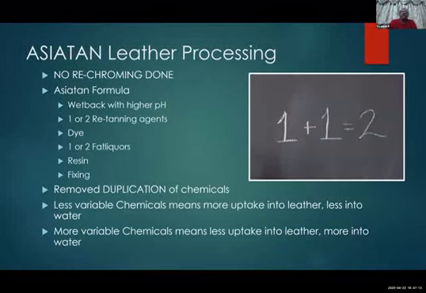So what we have done to our formulation is, we will see later how you identify those chemicals, but this is basically what our process sheet looks like. First of all, we don't rechrome. We found in our practice that chrome is only for preservation. Chrome helps to preserve the leather. And then whenever we check the boil test, once the boil test is fine, we hope there is enough chrome in the leather to start with.